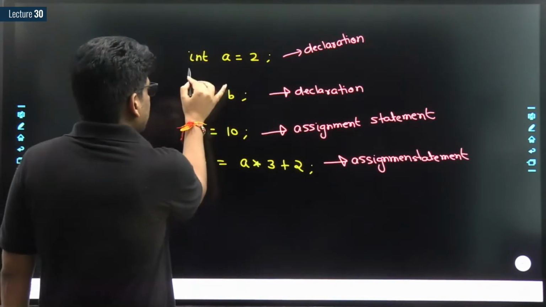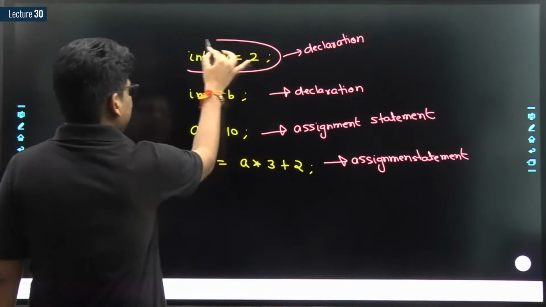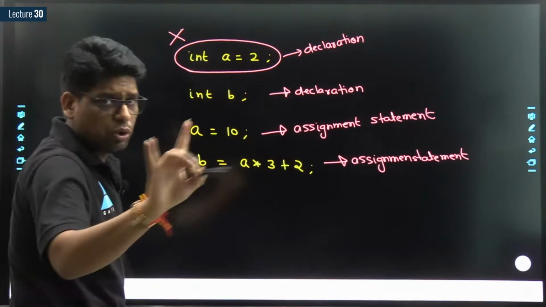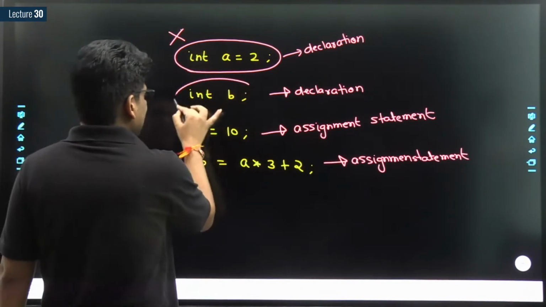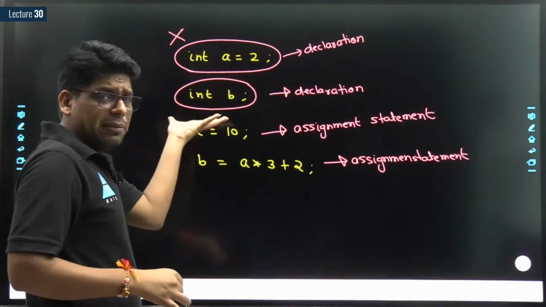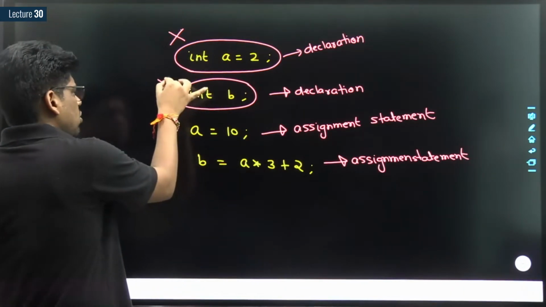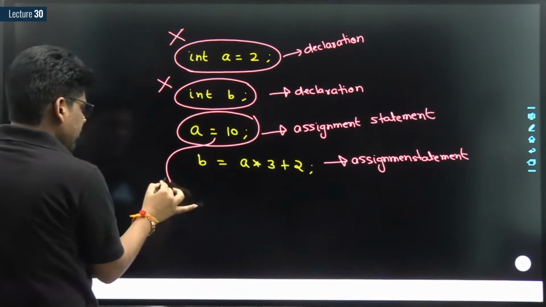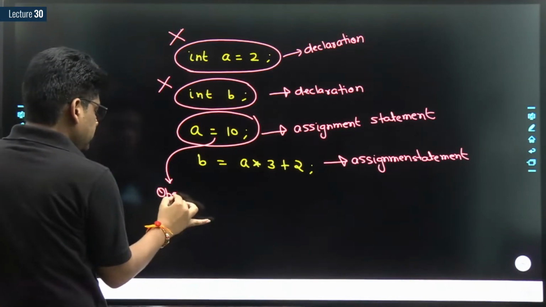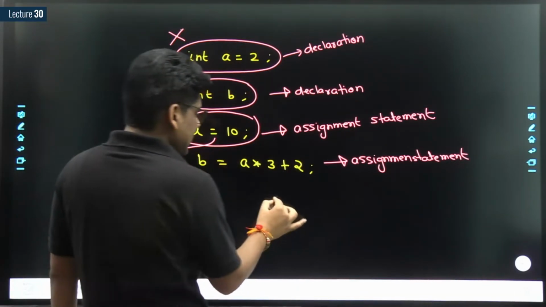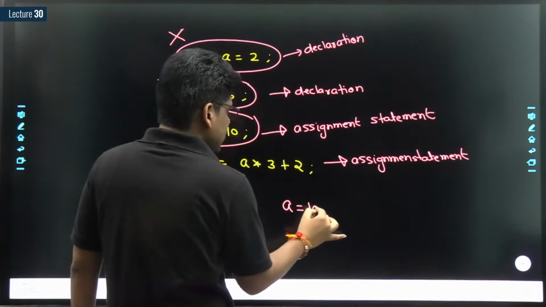Sir, does this statement have some value? No, sir. This is a statement, but this is not an expression. What about this? This is a statement. Is there any value associated with this statement? No, sir. This is not an expression. But what about this? Here we are using an operator, equal to. And I already told you what the value or result of an assignment statement is.